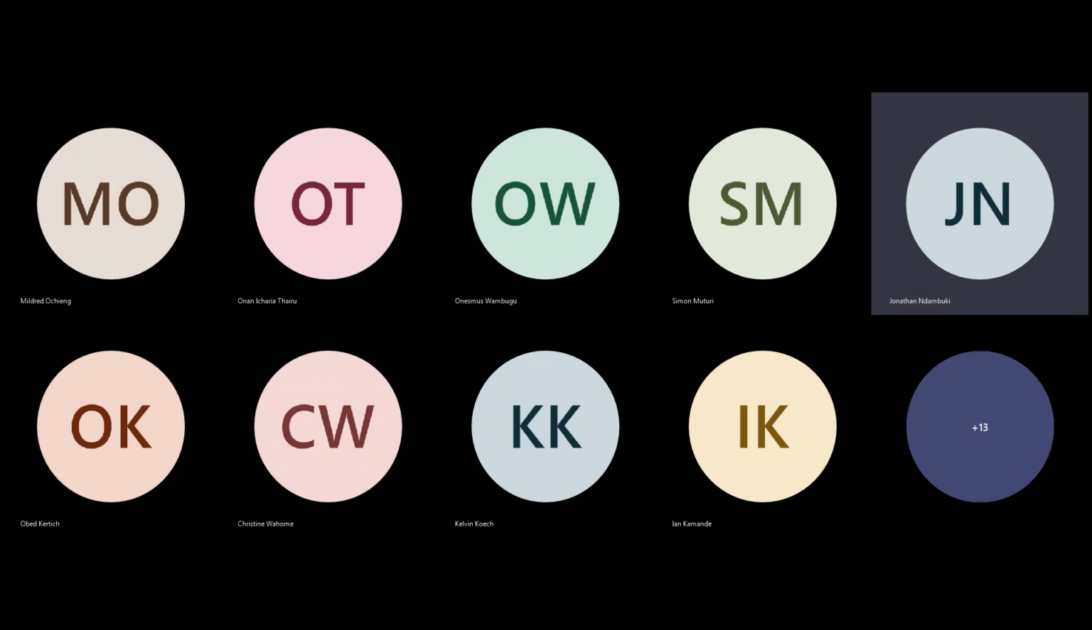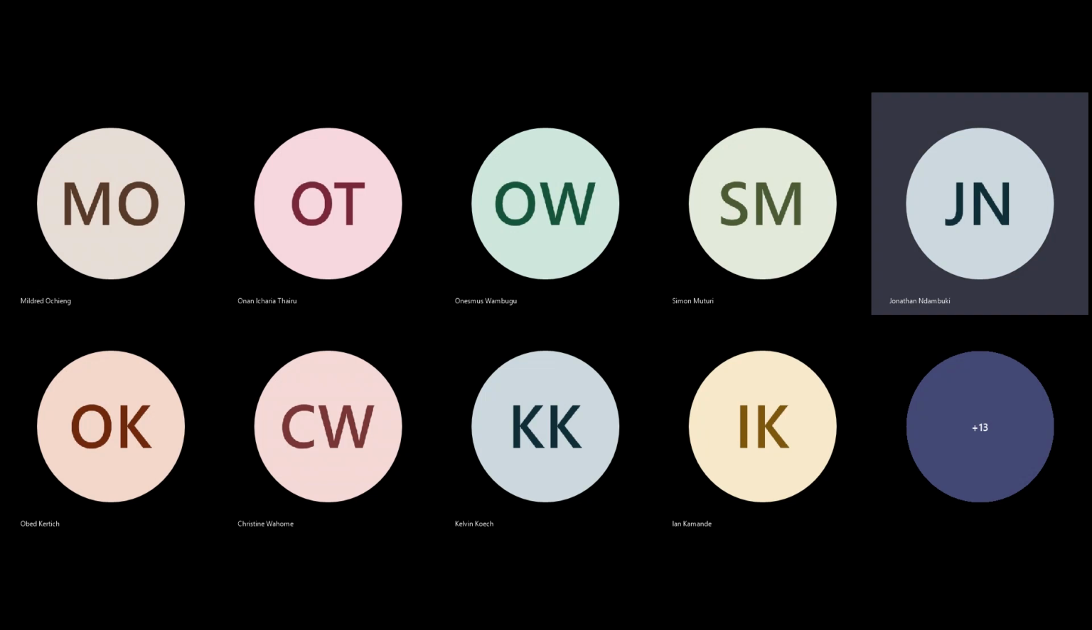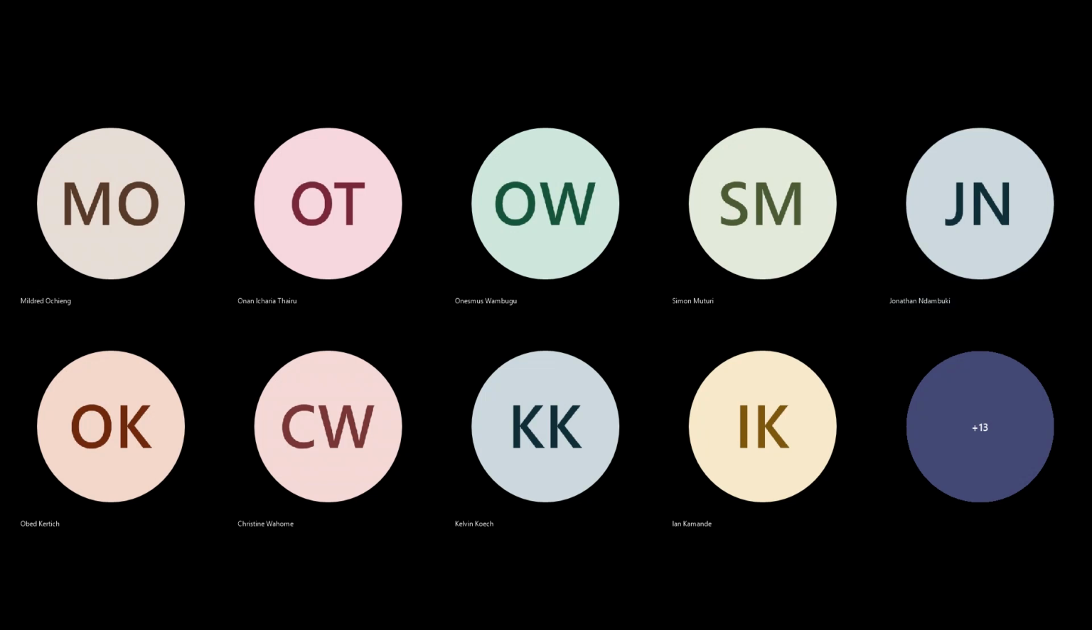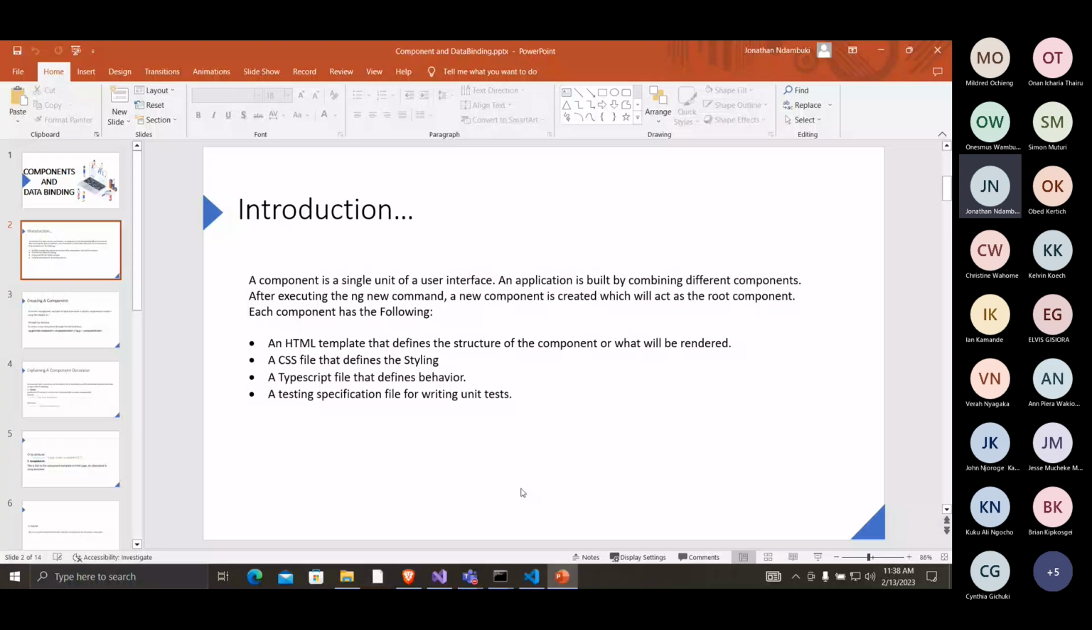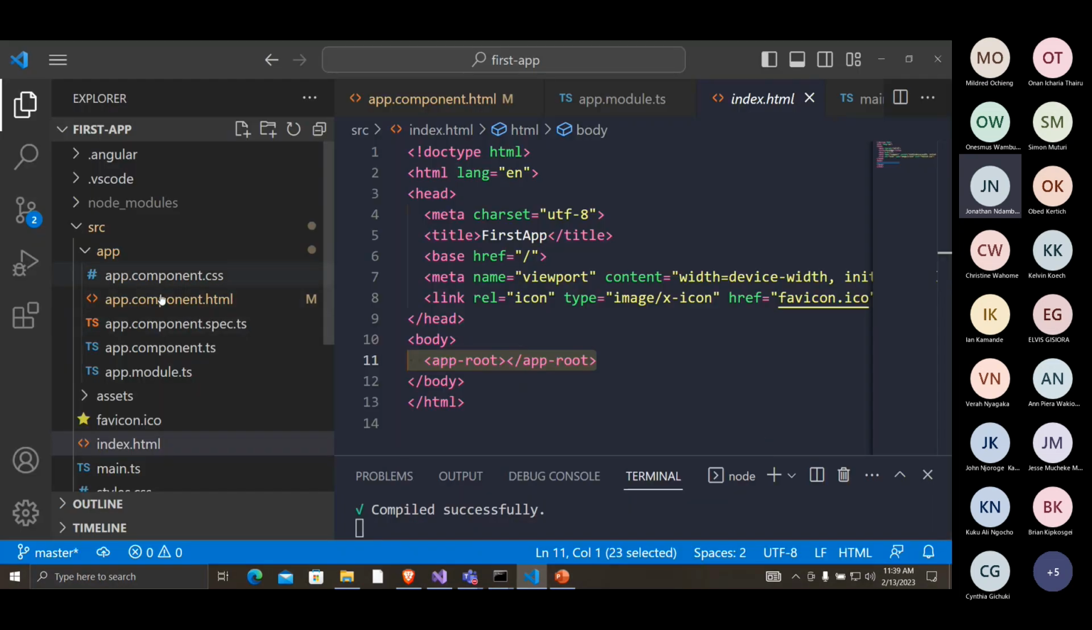After executing the engineer commands, a new component is created, which will act as the root component. Yeah, so we saw this. There's already one component that is already created. Oh, I'm not sharing my screen. Sorry about that. After we executed the command, a new component was created. This component that we are seeing here called app, that is the root component.